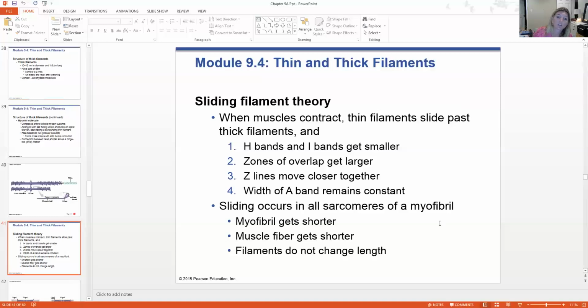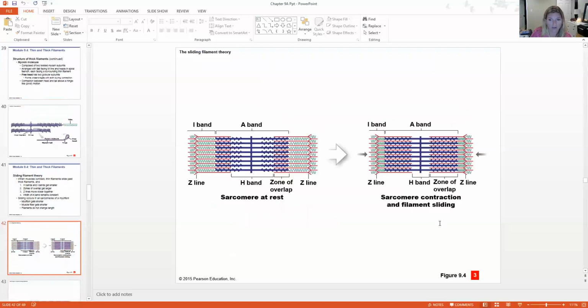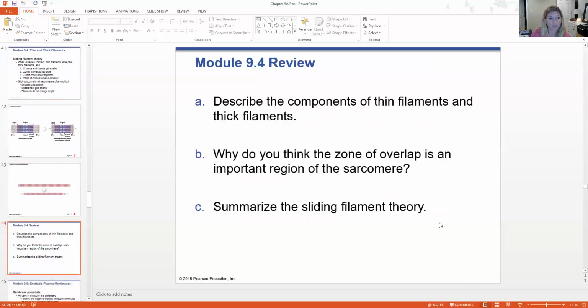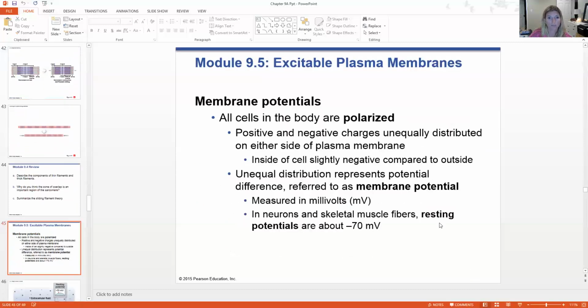The sliding occurs in all the sarcomeres along the entire myofibril. So if one is just moving this much, if there's hundreds of them, they can move that much. The filaments don't change length. It's just that those Z lines are getting closer together. The actin and the myosin don't change length. They don't change shape. It's just the sarcomere. So you can pause the video here, go back and answer the questions.